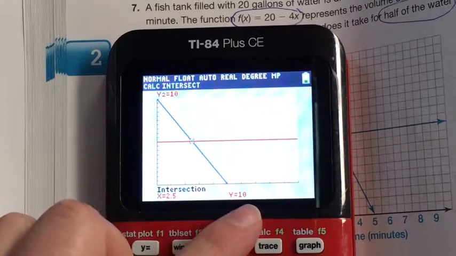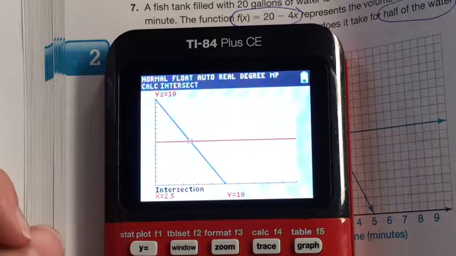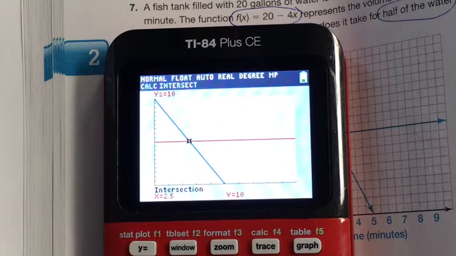So 2.5, 10. Why does it say to guess? The reason why it says to guess is because sometimes, like on the next problem, there are 2 intersections, and so basically it says which intersection do you want me to actually calculate? Does that make sense? Yeah.